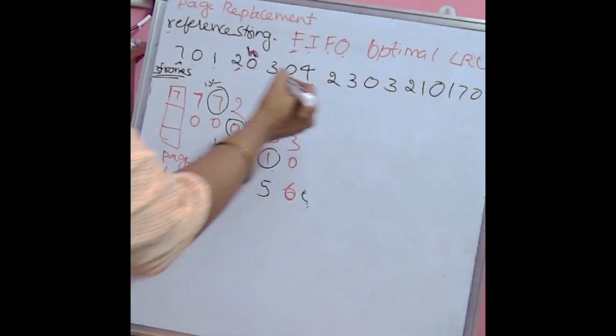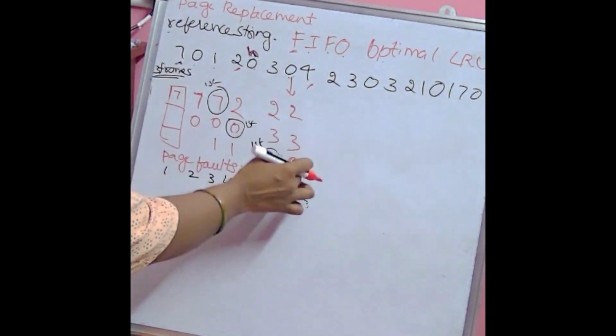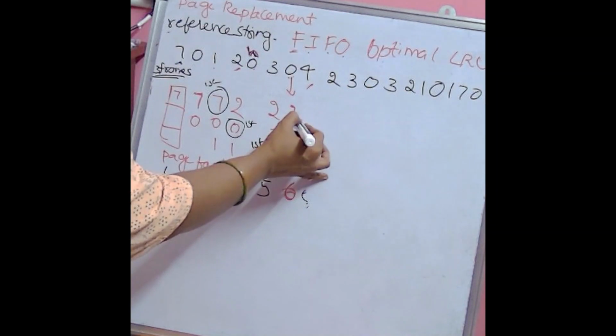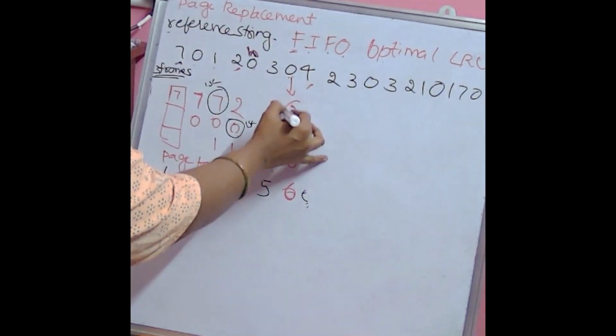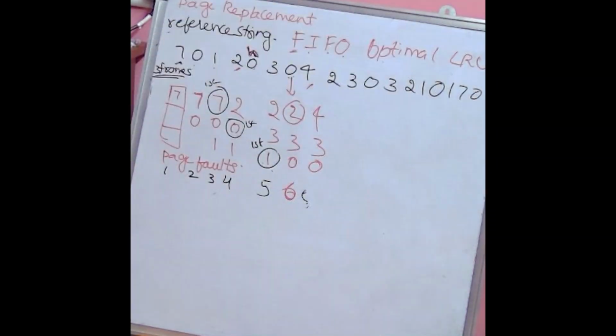Next required one is 4. 4 is also not available. We need to replace one of these 3. Within these 3, which one is first entered? That we need to check and replace. In these 3, 2 is the first entered one. That's why we are replacing it with 4. Like this we need to continue.